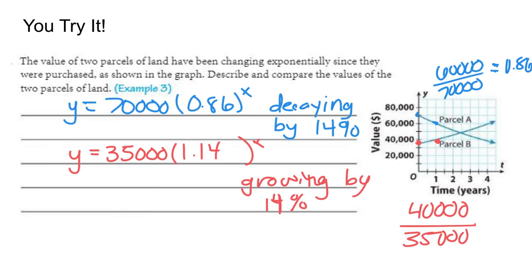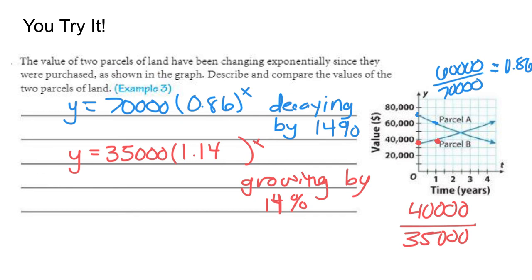And then this last one was a little bit tougher because you had to write your functions from the graph there. So you had to find your starting value for each one. Parcel A started at 70,000, parcel B started at 35,000. And then you had to calculate your growth rate by taking the y's and dividing the second y by the first y. So for parcel A, I did 60,000 divided by 70,000, and I got about 0.86. For parcel B, I did 40,000 divided by 35,000, which gave me about 1.14.